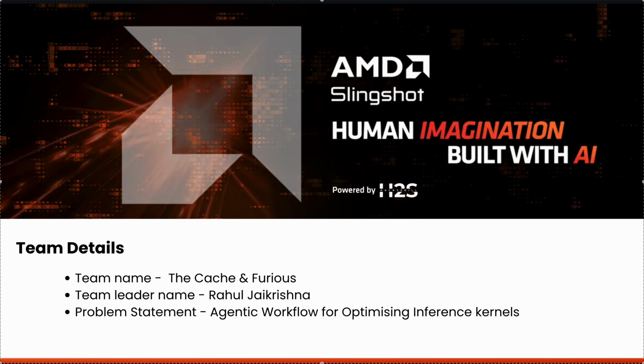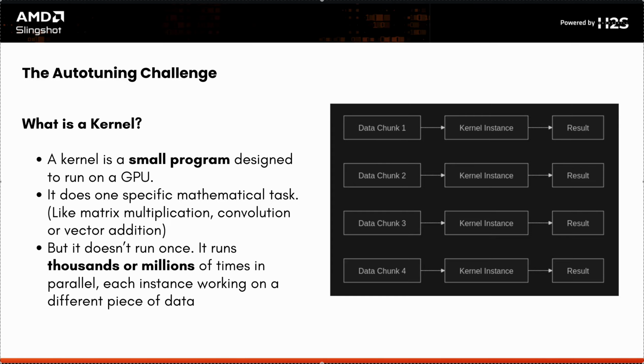The problem statement we bring today is the agentic workflow for optimizing inference kernels. So, what is a kernel? A kernel is a small program designed to run on a GPU. It's the smallest unit of work that can be scheduled onto a GPU, and this one single kernel is run not once but thousands and millions of times on a single instance of a GPU. And so, it is very imperative that these kernels are heavily optimized so that they save energy, that they bring higher performance, and so on.